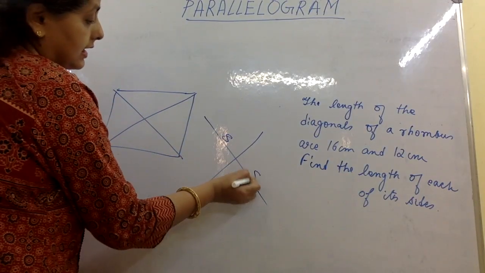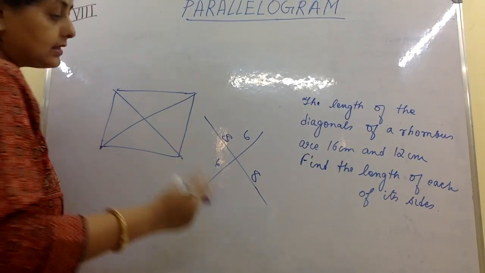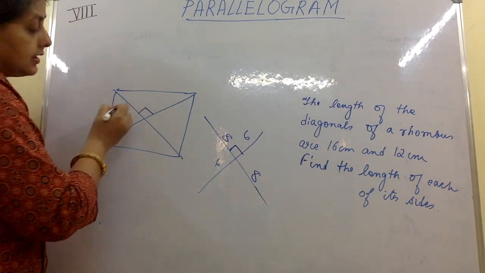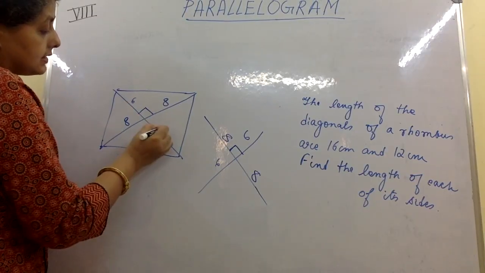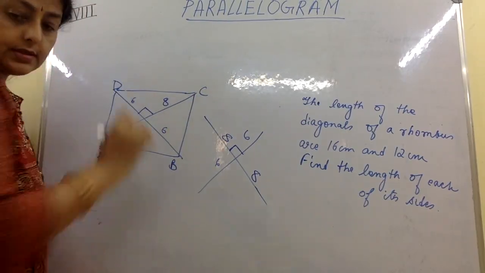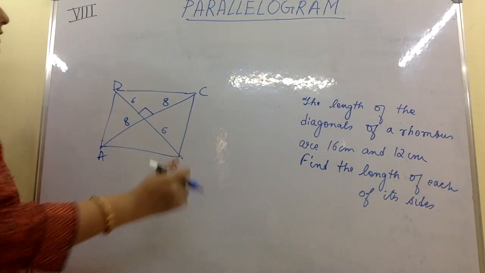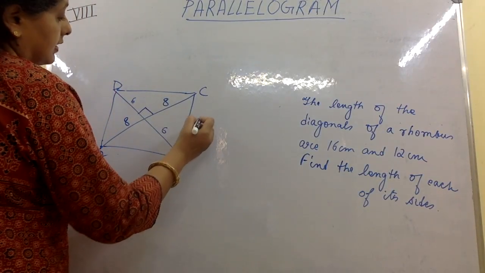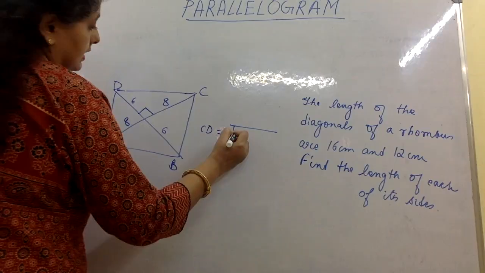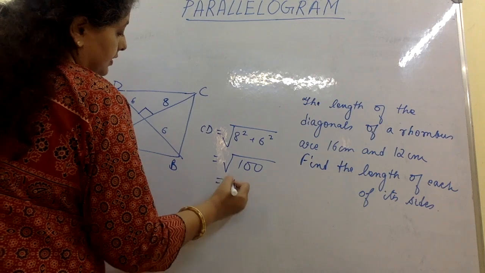Okay, so 8 and 8 and 6 and 6, but not just that, there is a special property of a rhombus, and that is in a rhombus diagonals bisect at 90 degrees. This angle is a 90. Okay, so 8, 8, 6, 6. In that case, if I write A, B, C, D, then CD is equal to, I am using Pythagoras, square root of 8 square plus 6 square, which is 64 plus 36, 100, which is equal to 10.